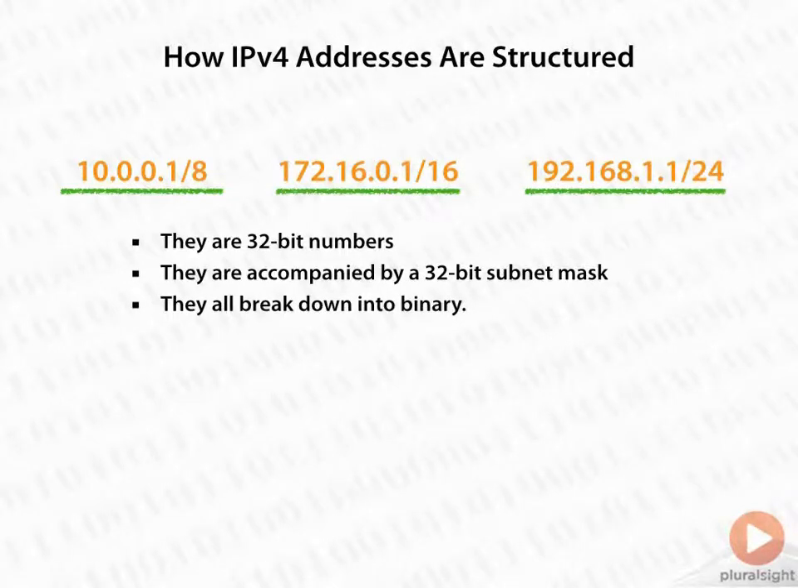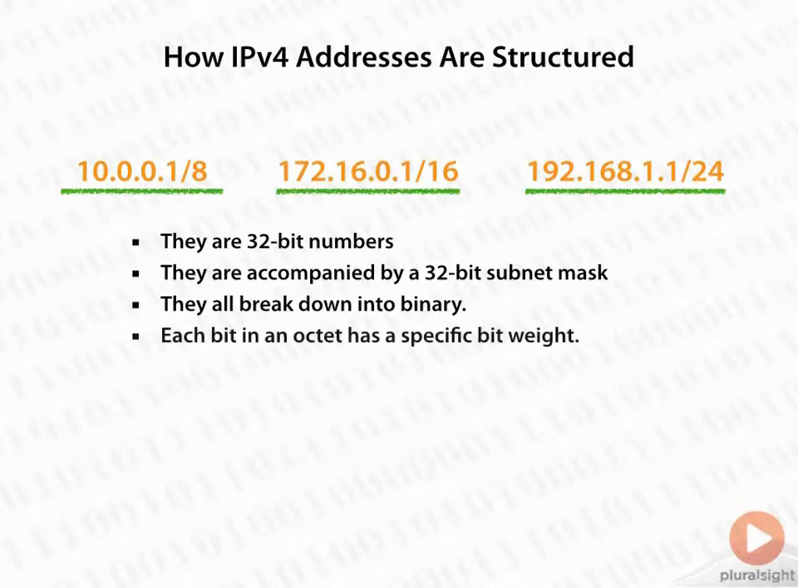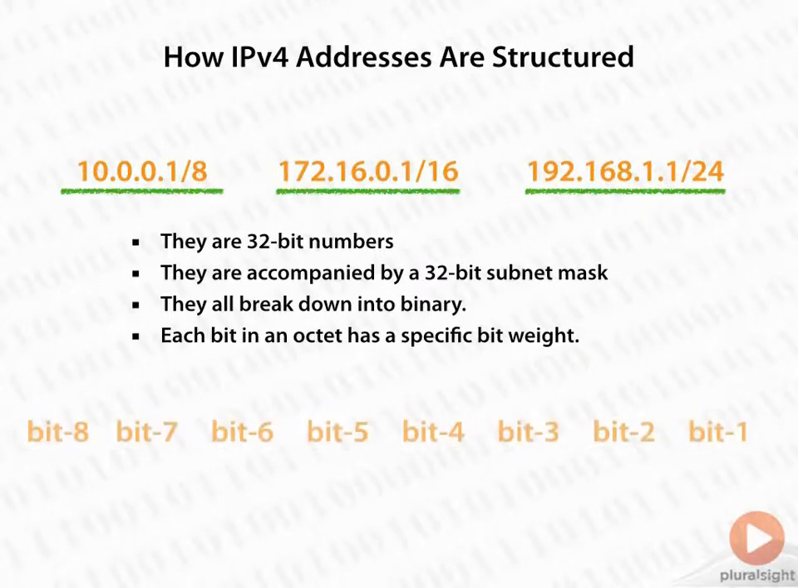Additionally, we know that all three of these addresses, and really any IPv4 address, breaks down into binary numbers, 32 bits worth of binary values. Now, each bit that's inside of an octet, because that's how we represent these addresses in dotted decimal notation, separated by the decimal points, we have an octet. Each bit that's inside that octet has a specific bit weight that is assigned to it. So if we were to just take one portion or one octet, we would break it down like this.